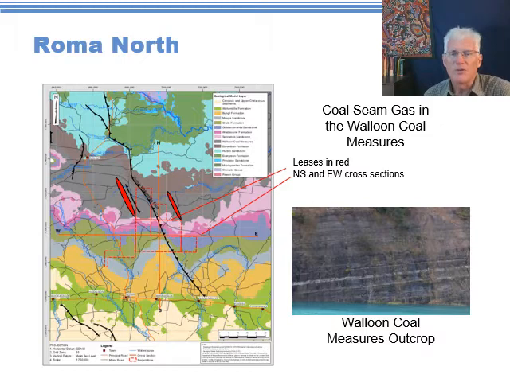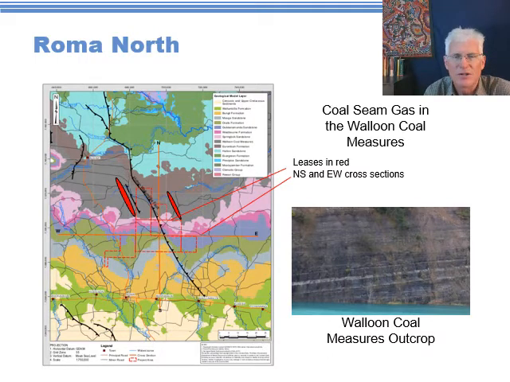This is a picture of the Walloon coal measures, which is the asset they're going to drill for coal seam gas. As you can see, it's a fairly fine-grained and somewhat monotonous mix of shales and coal. It's not a particularly good coal, so you probably wouldn't be interested in developing it for, say, metalliferous or energy kind of coal use. But it may be a very good source of gas, hence the interest in drilling it for coal seam gas.